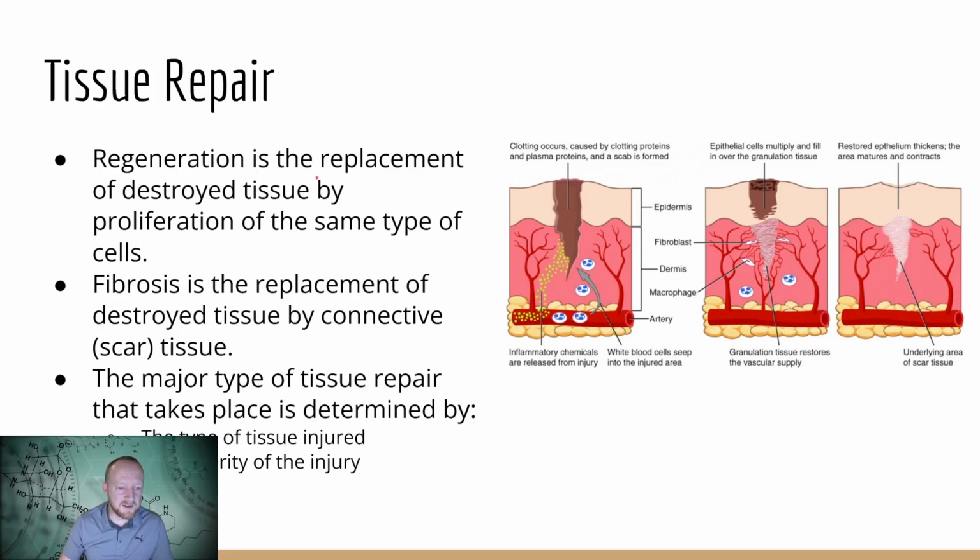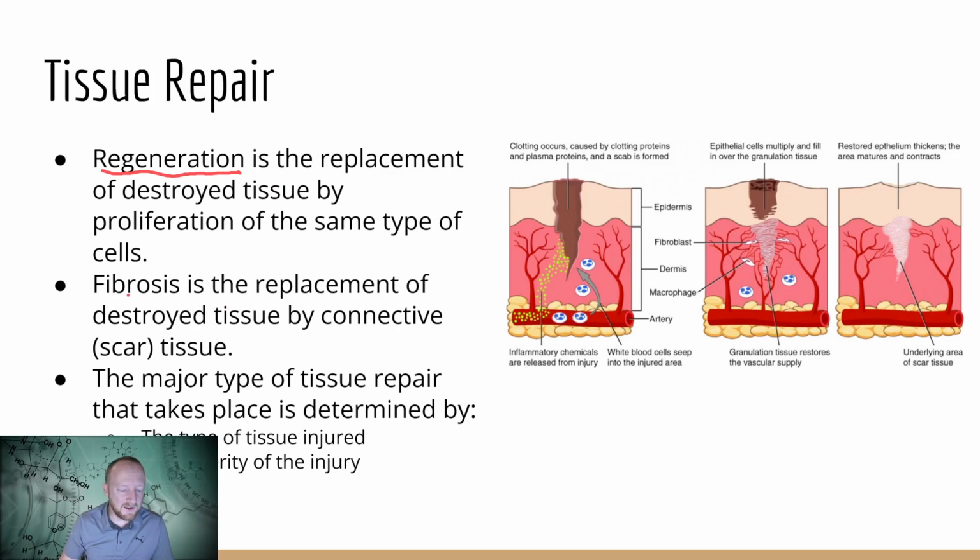Regeneration is the replacement of the destroyed tissue by proliferation of the same type of cells. So our cells divide and fill in that gap. We don't lose our structure. We don't lose our function. Generally, regeneration is the best way we have to heal, although not all tissue can actually do it.